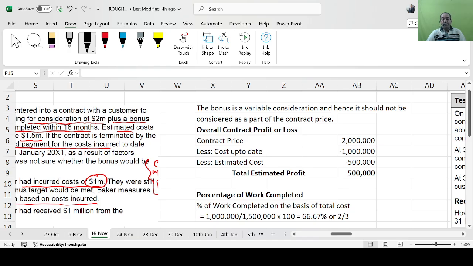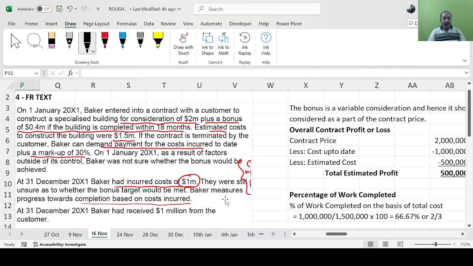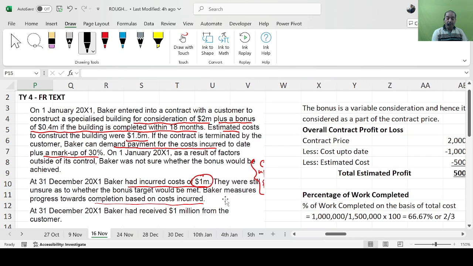Saying that, I'll start with step number 1. What is step number 1? Calculating the overall contract profit or loss. So I start with the total contract price, which is given to me in the question as $2 million. Less from that, cost up to date. That means whatever expenditure has been incurred till the current year. That is very clearly given to me in the question as $1 million. You can see that they have very clearly given in the question that the company has incurred $1 million.